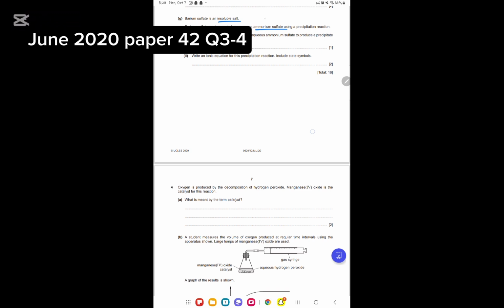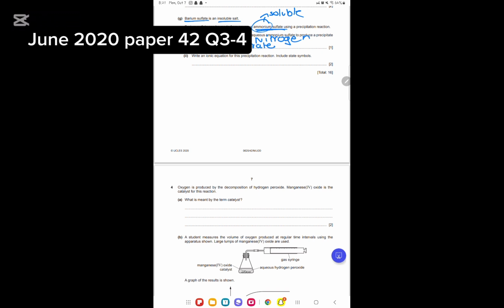Anything to do with ammonium is soluble. I think we took it this week using a precipitation reaction. So if we need to produce barium sulfate and we are using ammonium sulfate, how will we get rid of the ammonia? We know that the ammonia contains nitrogen. So to get rid of the nitrogen, we are going to be using barium nitrate.